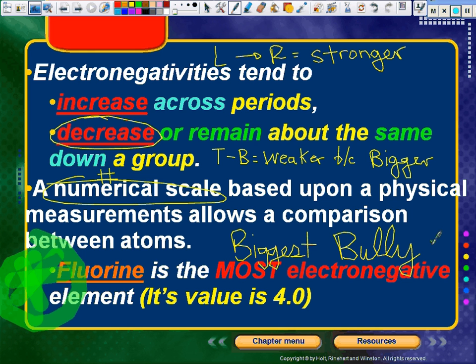All right, so is everybody good with this? So if we know that fluorine is the strongest, according to the periodic table, who do you think is going to be the weakest?